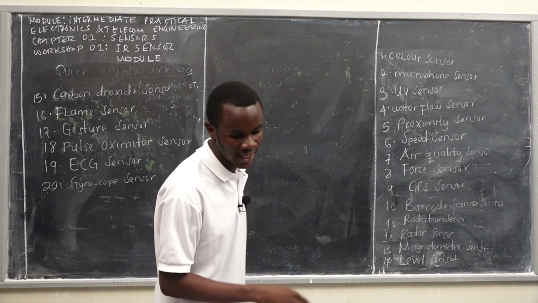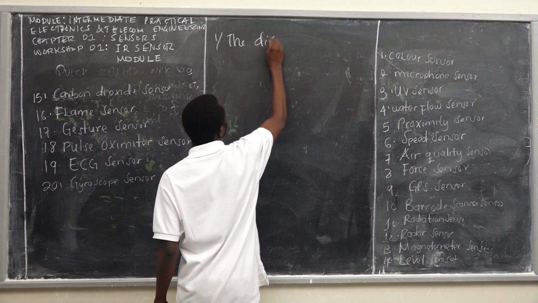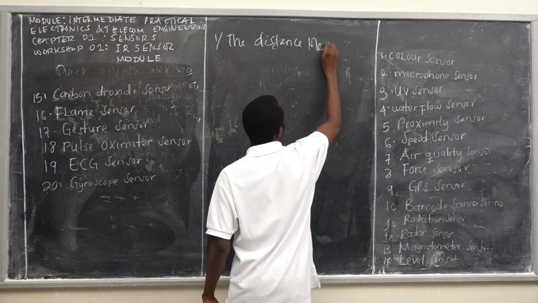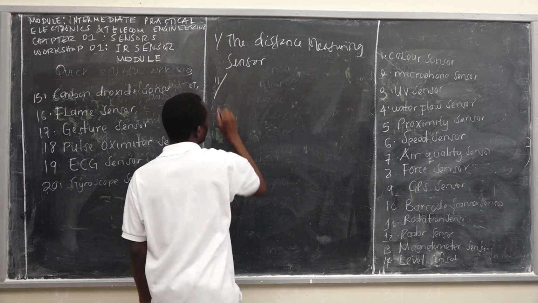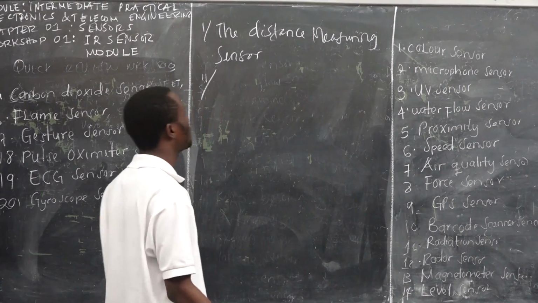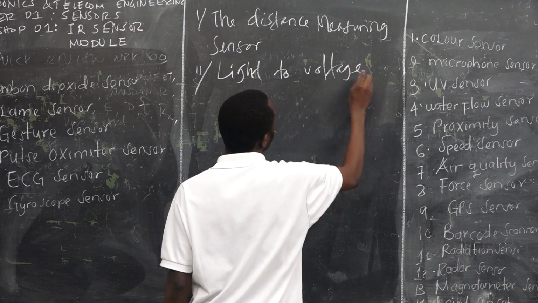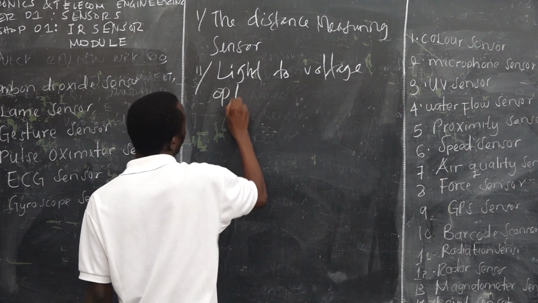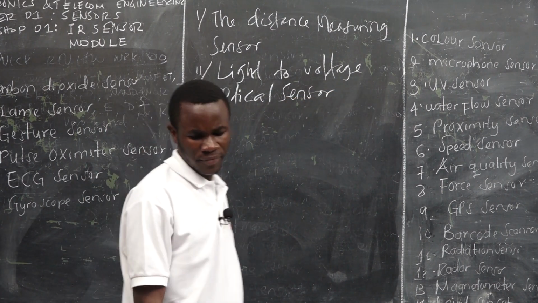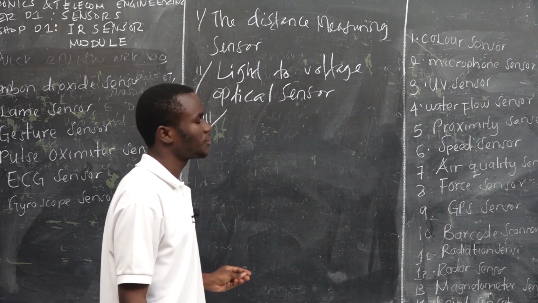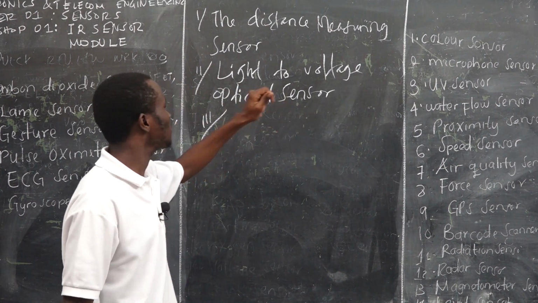The first sensor is the distance measuring sensor. Say distance measuring sensor. The second is the light to voltage optical sensor. Say light to voltage optical sensor. Pronounce it again, light to voltage optical sensor.